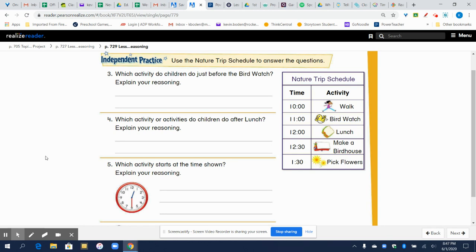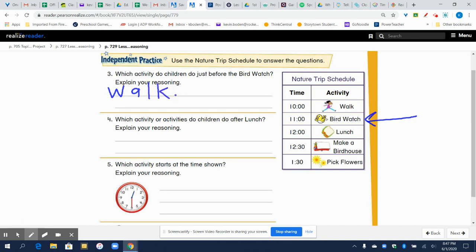Number 3 says, which activity do children do just before the birdwatch? Explain your reasoning. Well, first let's find the birdwatch. There it goes. What activity do they do right before the birdwatch? That's right, they walk. So I'm going to write walk.